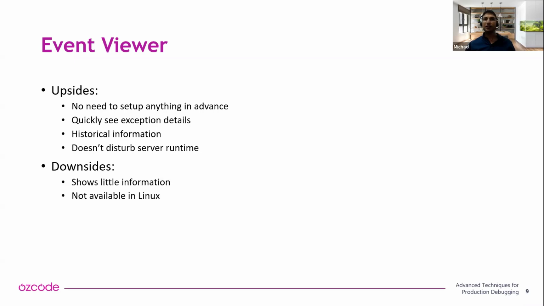The downside is that you have little information. You don't have local variables. You don't have HTTP requests. You don't have contextual data of any kind, well, except for open tracing. It's not available in Linux. If you're using something like app service where you can't remote desktop to, theoretically, Event Viewer has a command line interface, but you probably don't want to use it. There are easier ways to get that information.